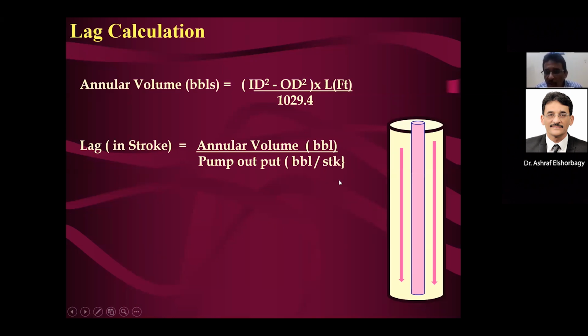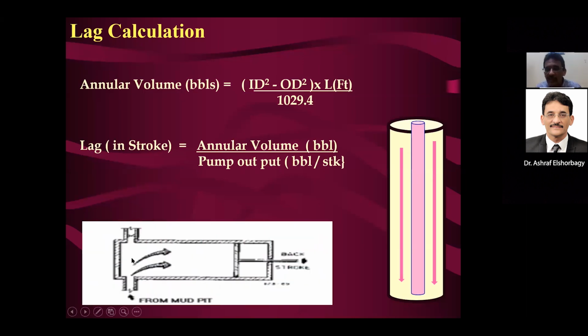What is the pump output? As we say, any pump contains pistons. This piston is moving forward and backward. When it moves backward, it starts to suction the mud from the pits inside the cylinder. When it moves forward, this valve will be closed and this valve will be open, and the mud will move in the direction of the standpipe pressure and the string.